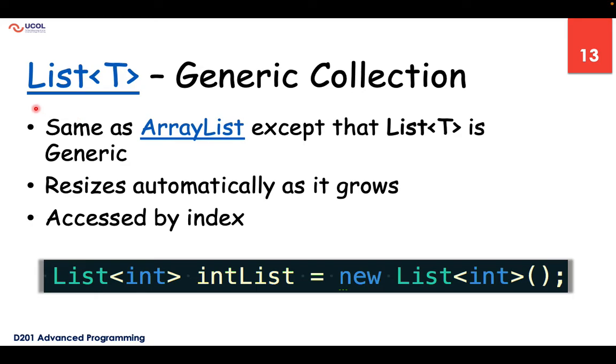List<T>. Now we will talk about the generic collections which are present in C#. The first one is List<T>. It is the same as ArrayList, except that List<T> is generic and ArrayList is not. It resizes automatically as it grows and is accessed by the index value. We can define a variable like List<int> intList = new List<int>(). It means that we are defining an int list variable of the array list type, but it always contains the integer values inside it.